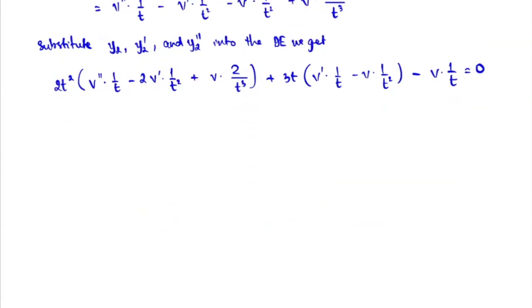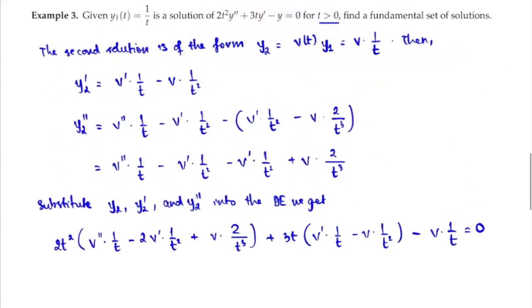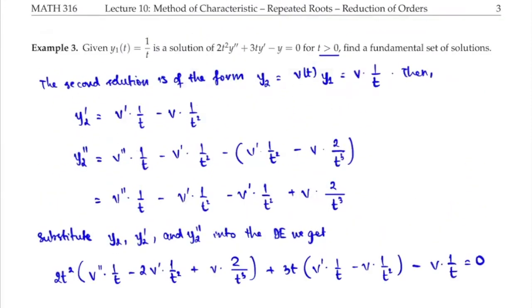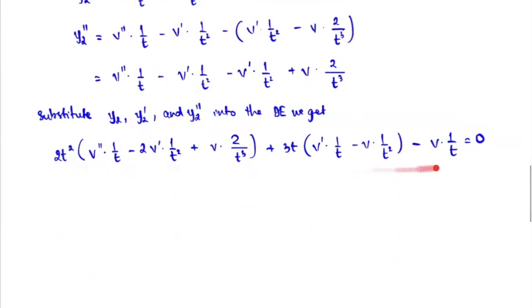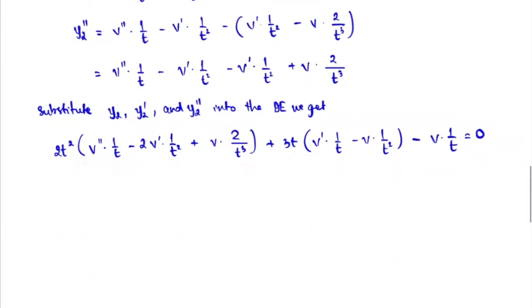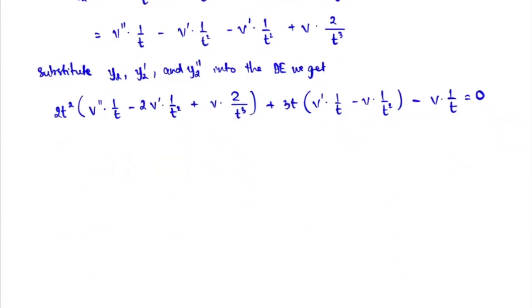Any questions for this step? No. Okay, good. So far, I set the form for y2, find the first derivative, then the second derivative, and substitute everything into the differential equation. Now I'm going to simplify the resulting equation. So distribute 2t squared, distribute 3t. This is what I get.